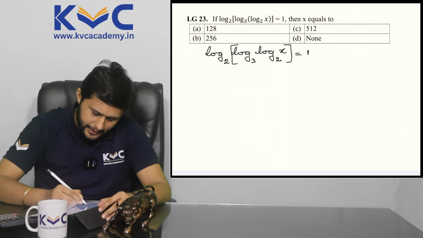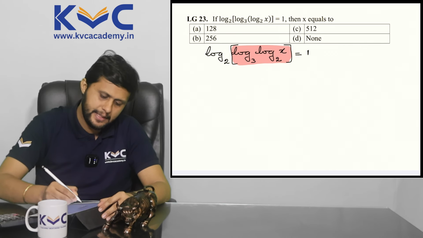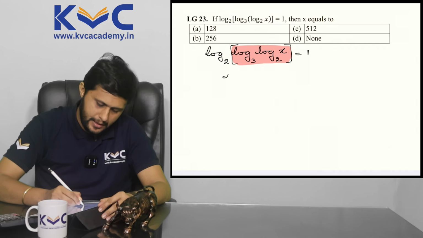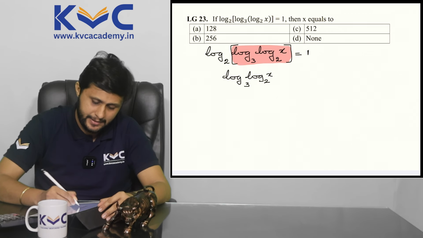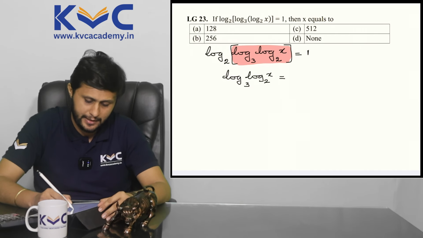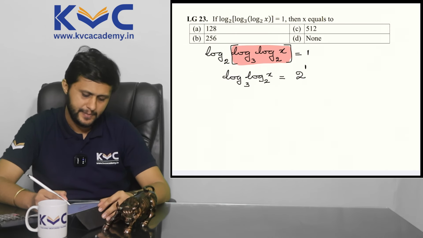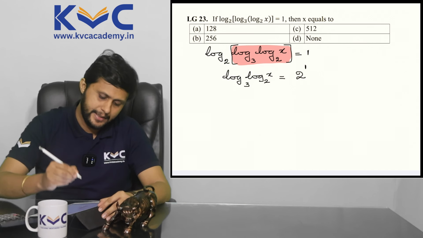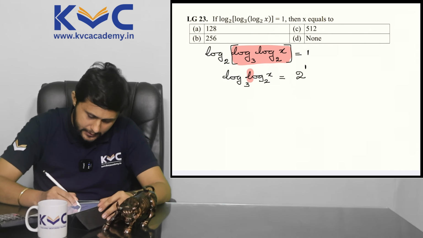So I am highlighting now this part. What is there inside the square bracket? This much part. Okay. Now this is the answer for what? I'll rewrite that. Log of log x to the base 2 to the base 3 is equal to, what is it equal to? Base of logarithm is 2. Answer of logarithm goes to power. 2 to the power 1 is 2 only. Correct? Okay.